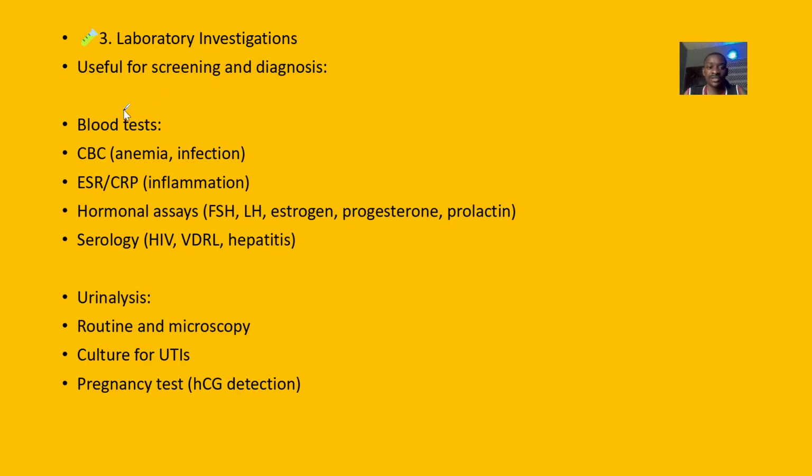So laboratory investigations, blood tests, you are doing complete blood count, Erythrocyte Sedimentation Rate, C-Reactive Protein. Those ones, you are just trying to establish if there's an inflammation. Hormonal assays for follicle stimulating hormone, luteinizing hormone, estrogens, progesterones, prolactin. All these ones you are just trying to see if there are any abnormalities. Then urinalysis, the routine one and microscopy, then also the culture. Now you are doing a culture because you want to detect the presence of any microorganisms. Then pregnancy tests like the human chorionic gonadotropin detection test.